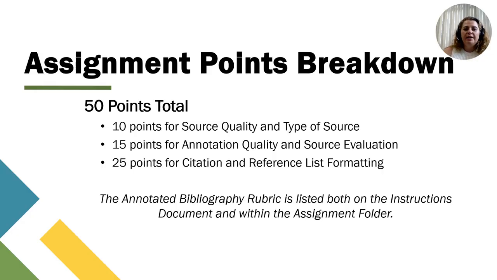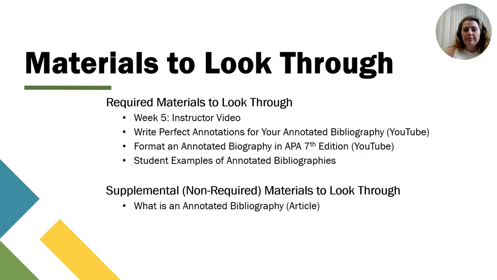For the points breakdown, it is 50 points in total, 10 points for the source quality and type of source, 15 points for the annotation quality and the source evaluation, and 25 points for the citation and reference list formatting. The annotated bibliography rubric is listed both on the instructions document and within the assignment folder.